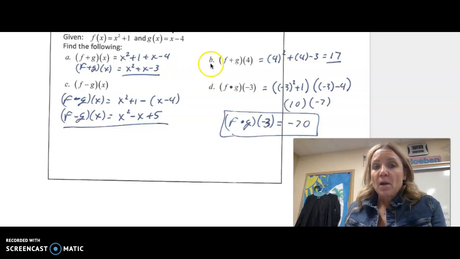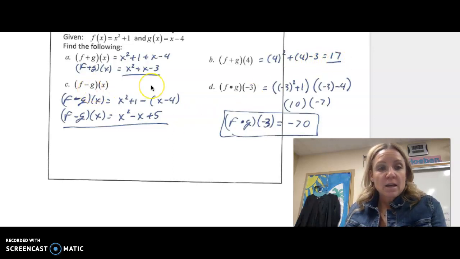Okay. Part B, we're going to add again, but this time we're going to plug in 4 everywhere we see x. Or since we already added them over here, we can just plug in 4 here and here. So I'm going to plug in a 4 here and get 4 squared. Plug in a 4 here and get plus 4. And then minus 3. 4 squared is 16. 16 plus 4 is 20. 20 minus 3 is 17.